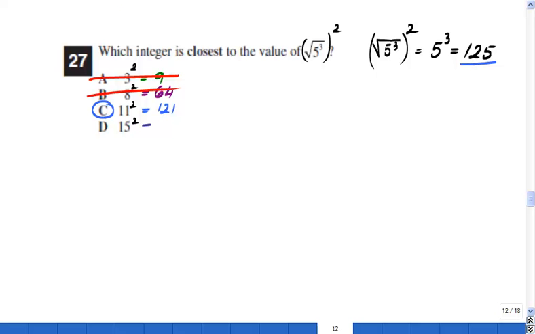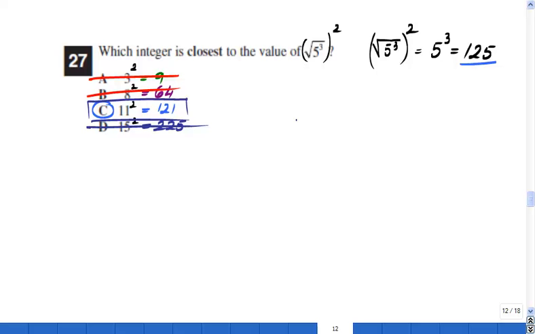What is 15 squared? Well, 15 squared is more than 200. It's actually 225. That's not good, and that's why the answer is C, 121. This 11 is the closest one to the square root of 5 to the third power. That's one way to solve it, right? And there is another way.